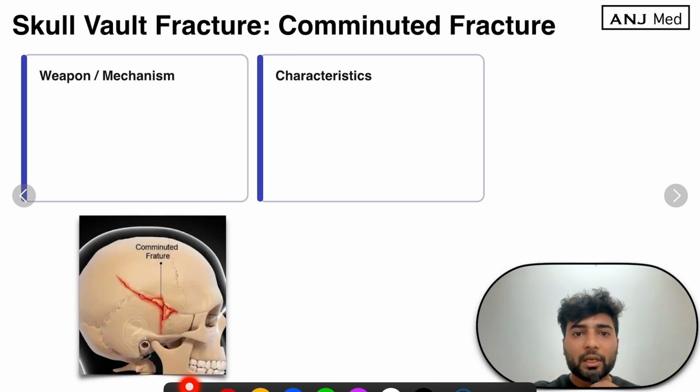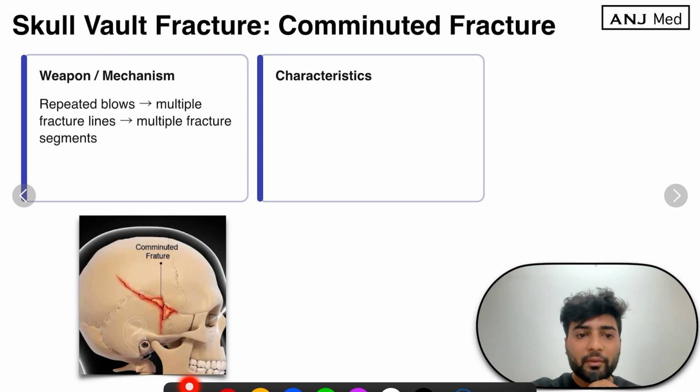Okay. The third type of fracture is comminuted fracture. See how this type of fracture is caused. Whenever there is one fracture, let's say there will be one fracture line, and if we repeatedly keep hitting the same part, then there will be multiple fracture lines.